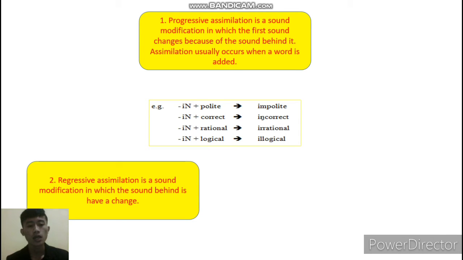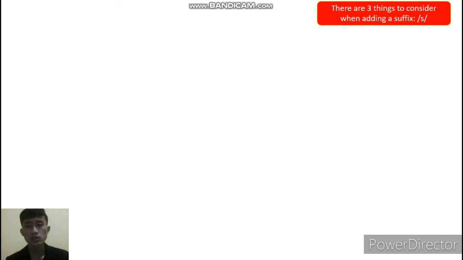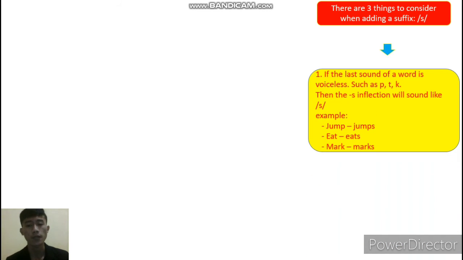Okay, next, regressive assimilation is a sound modification in which the sound behind undergoes a change. For example, when the plural s suffix is added to a word, it will change depending on the sound of the last sound in the word. Okay, there are three things to consider when adding a suffix. First, if the last sound of the word is voiceless, such as p, t, and k, then the inflection will sound like s.